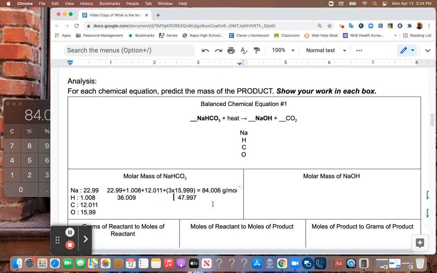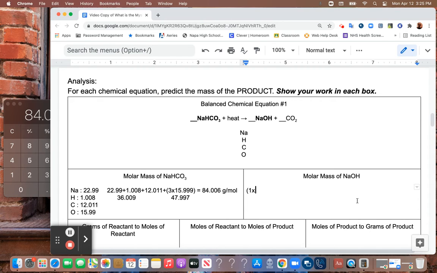Well, that is how I find molar mass. That's it. There is no other trick. Now I'm going to have you do the molar mass of sodium hydroxide. So my first question for you is this. How many sodiums are there? Okay, there is 1 sodium.